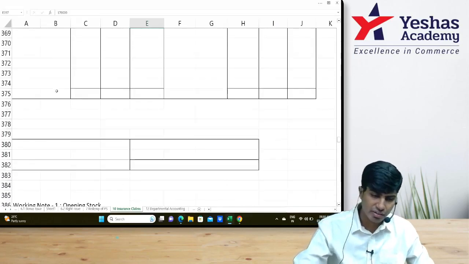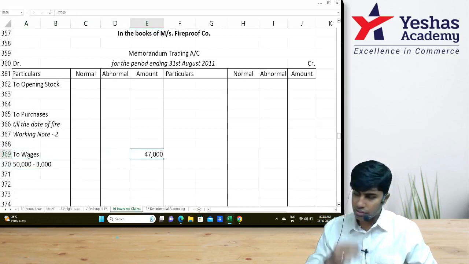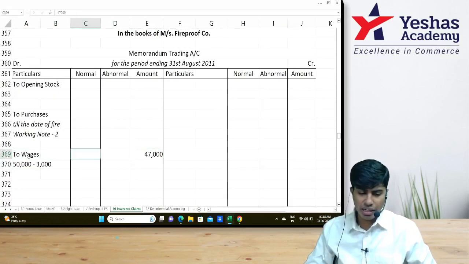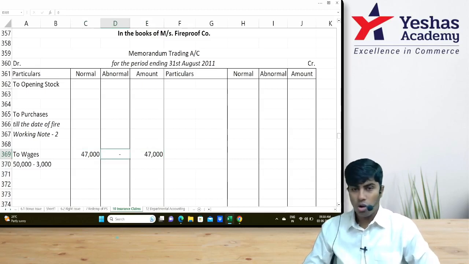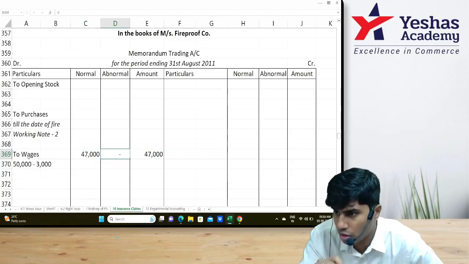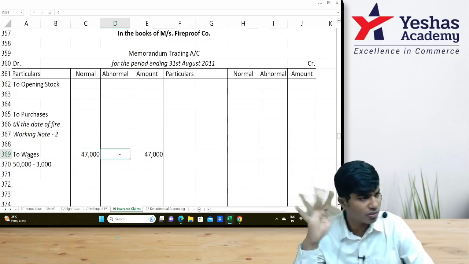Then wages 50,000 including 3,000. This I'll write straight away in the memorandum only. Write here wages 50 minus 3, 47,000. I think wages is completely against normal. It is not against abnormal. Why? Abnormal stock is not purchased. Whatever purchases is made is only normal stock. So entire wages for purchase of that goods or bringing that goods, everything is in the case of normal.